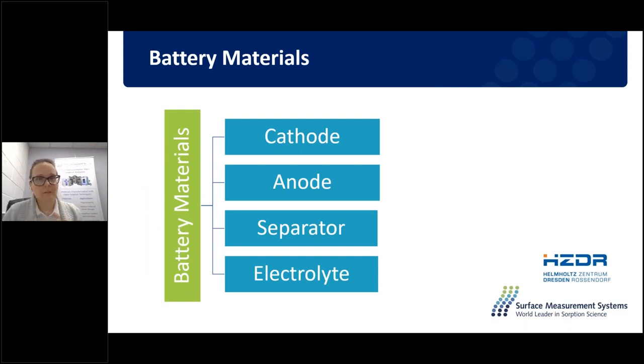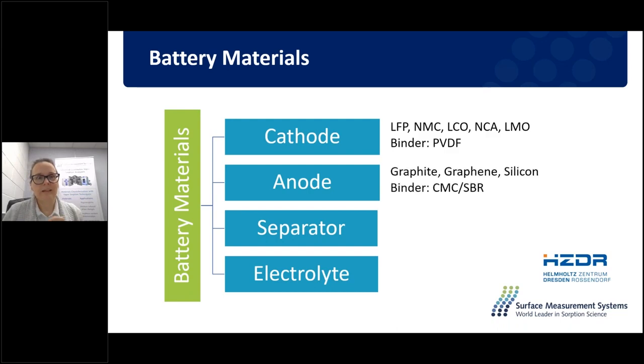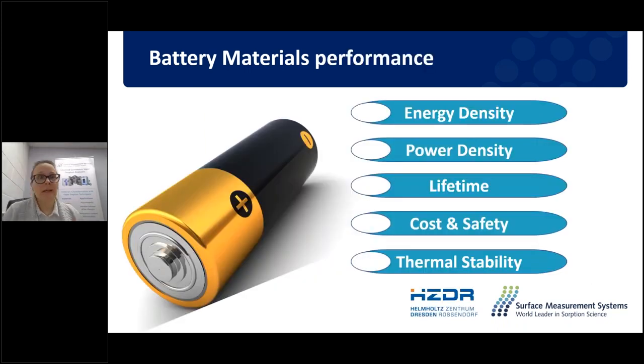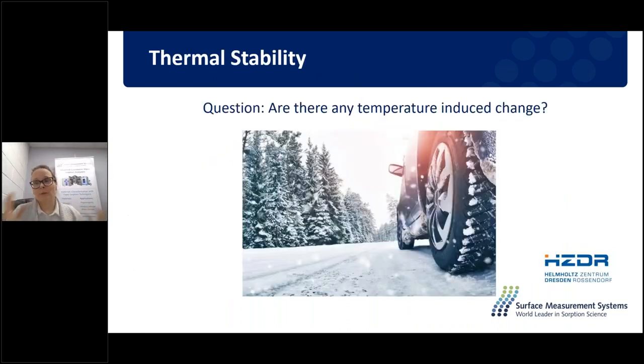Just to summarize again the different components of battery materials: there's the cathode, anode, separator, and electrolyte. And the battery performance depends on the energy density, power density, and thermal stability, which is also quite important. Everyone knows that in winter, the electric car's range is much shorter than during summer. So temperature really has an effect on the performance of batteries.